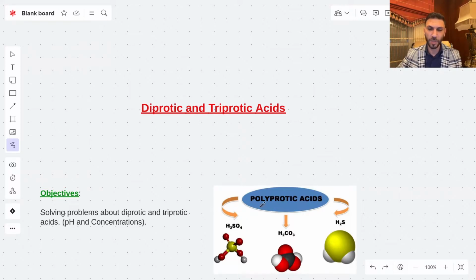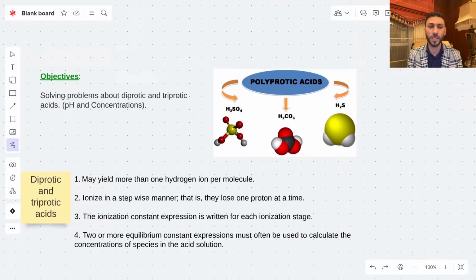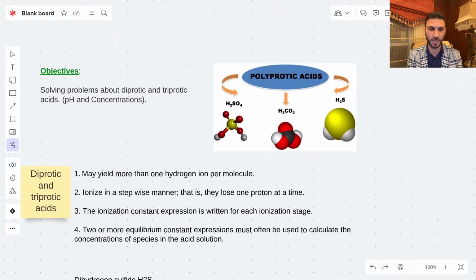These are some examples about the polyprotic acids. That means they have more than one proton in their structure. For example, we have H2SO4, H2CO3, and H2S. Before we start solving the problems for the concentrations and the pH for these kinds of acids, we need to understand what those polyprotic acids are.